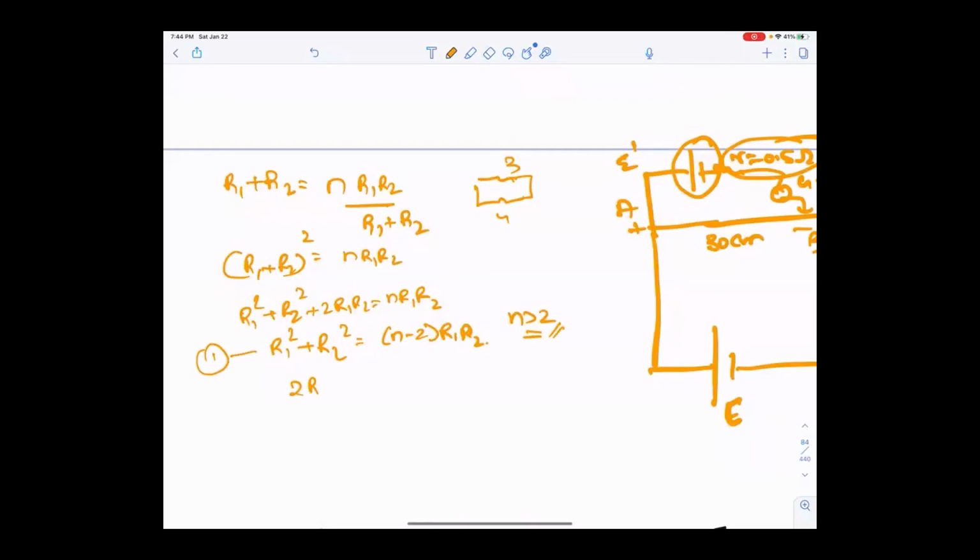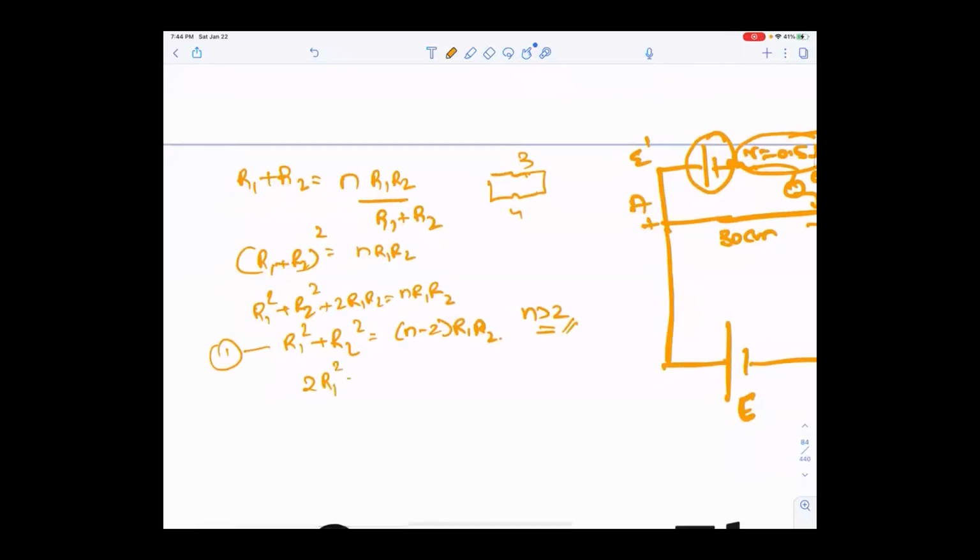2R square. So R1, R2, I am replacing as R1. 2R1 square is equal to N minus 2 into R2, I am replacing as R1. R1 square. N is equal to 2 plus 2, 4. So the minimum is 2. It should be greater than 2, and that happens when both are equal. Other than that, we are not getting them as equal, right? So you'll get a value more than this.